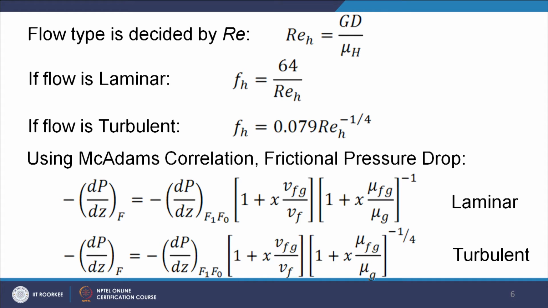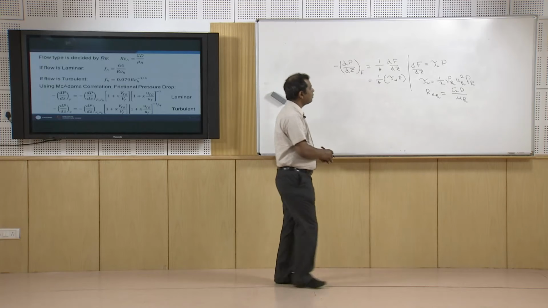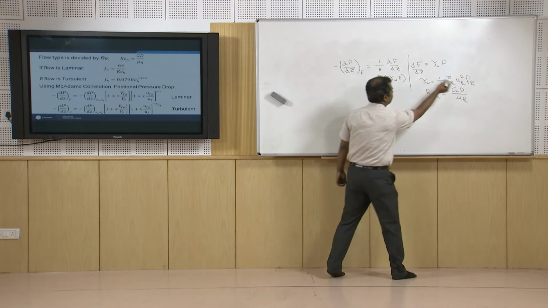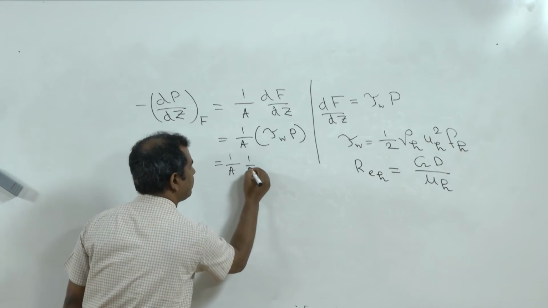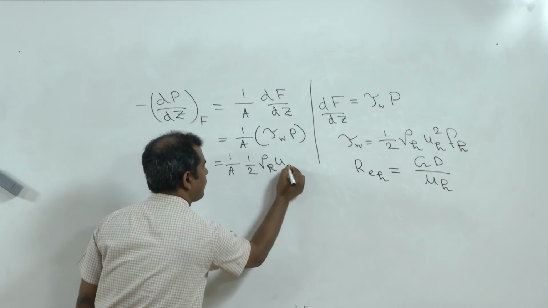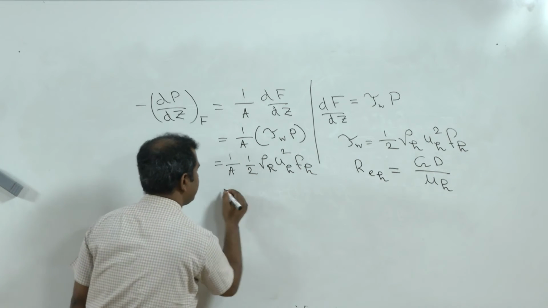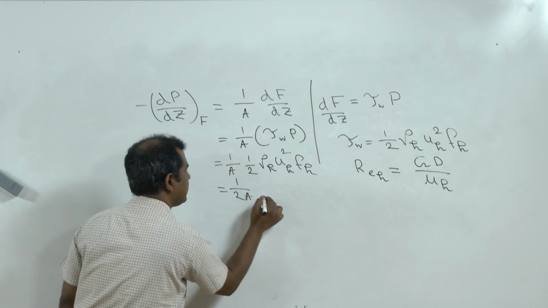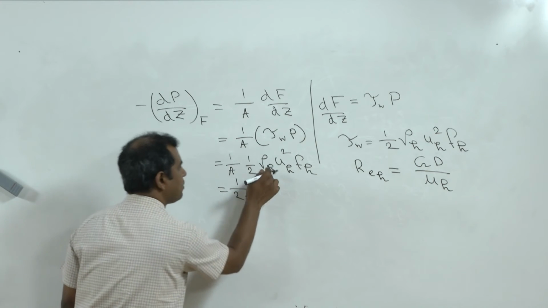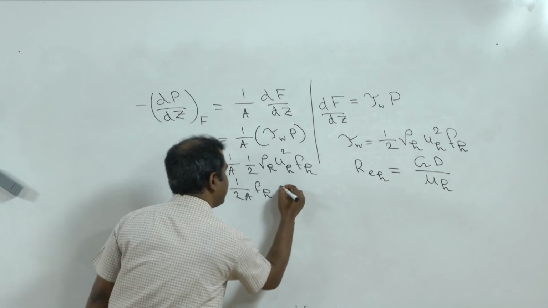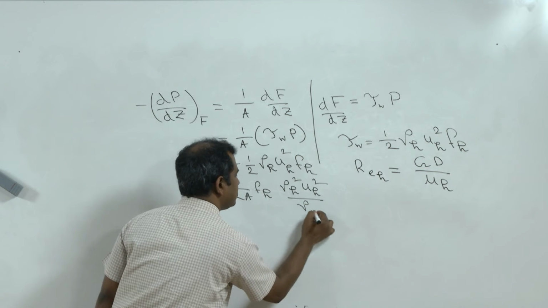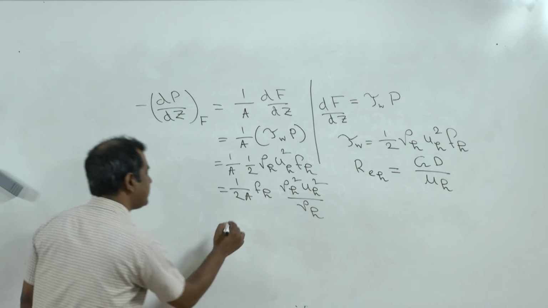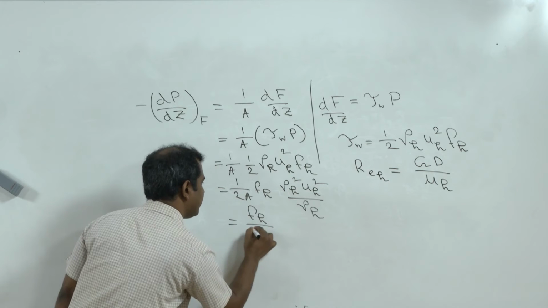So, once you know the value of Re_h, finding out the friction factor will not be difficult. Next, once we know this friction factor value, we will put it over here: 1 by A into half rho_h u_h squared into f_h. So, this becomes 1 by 2A into f_h. Now, in place of rho_h u_h squared, let us write rho_h squared u_h squared divided by rho_h. Subsequently we get f_h divided by 2A.